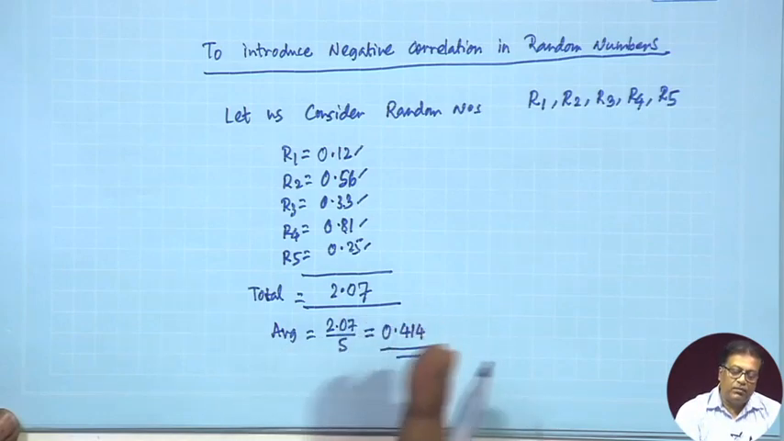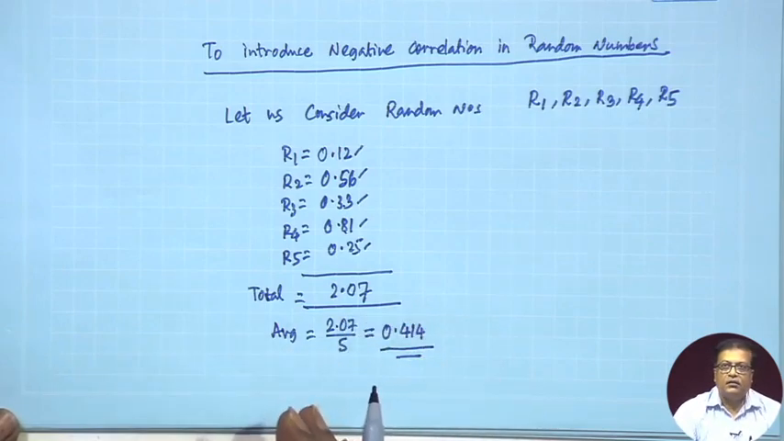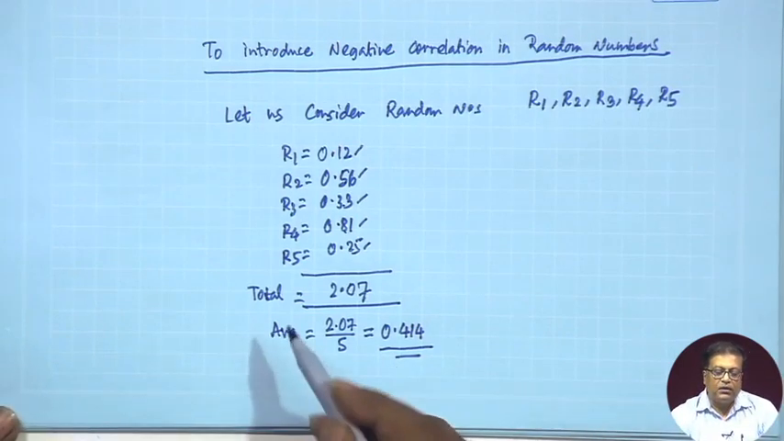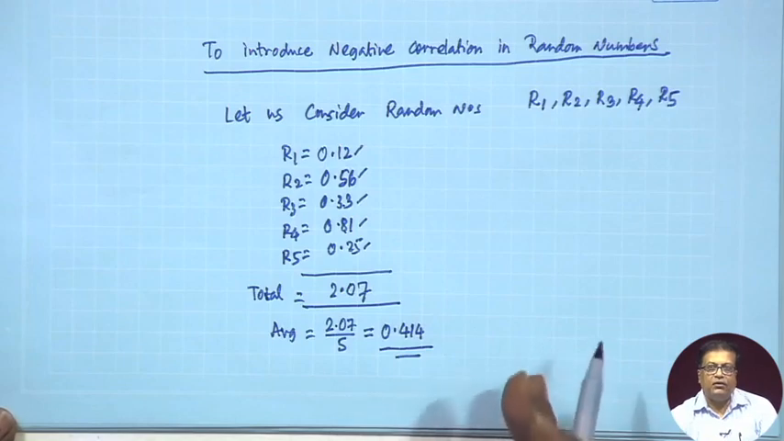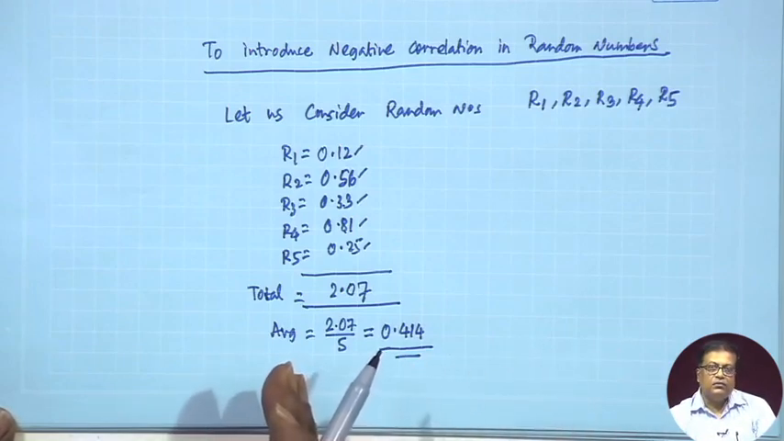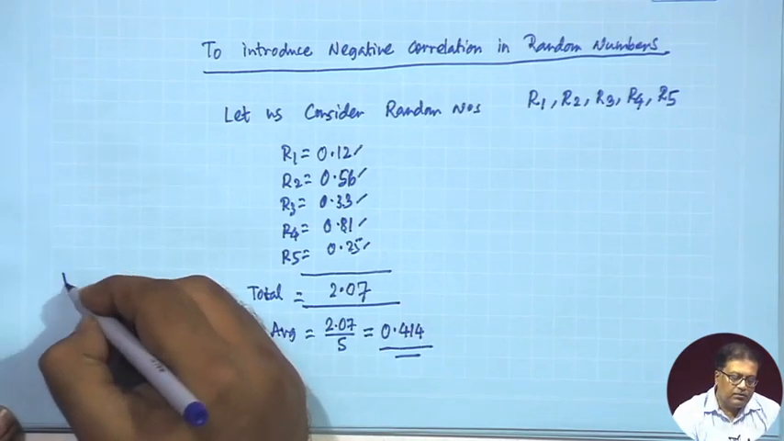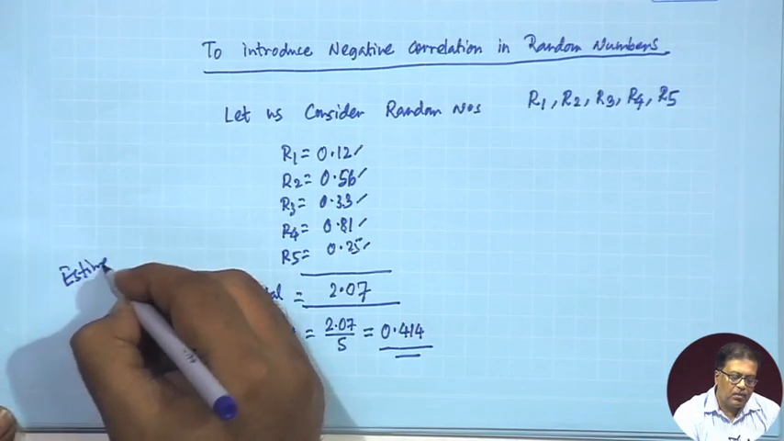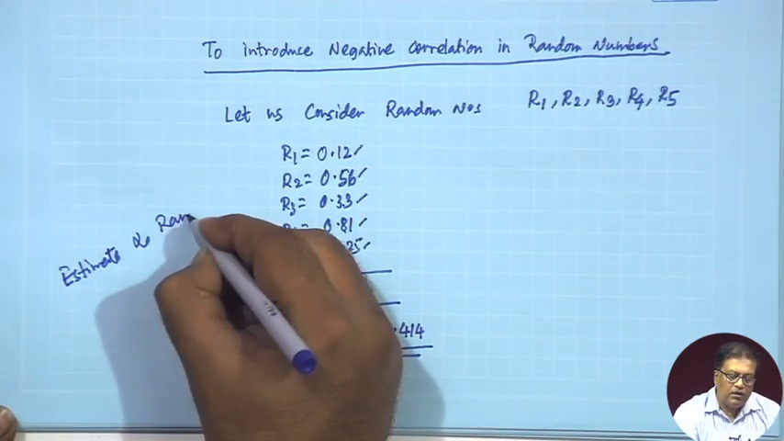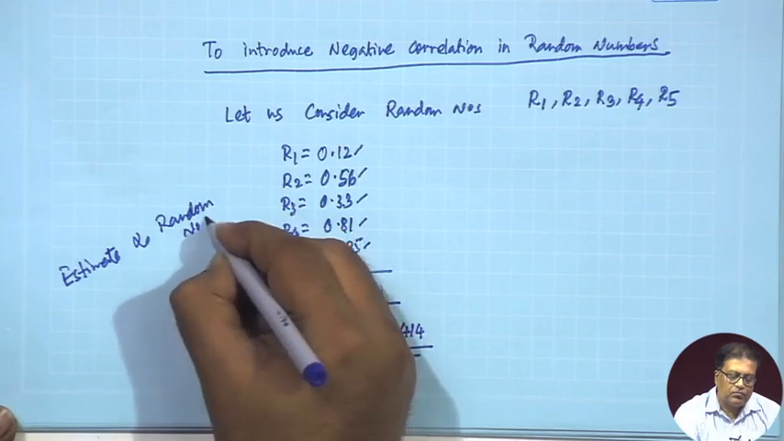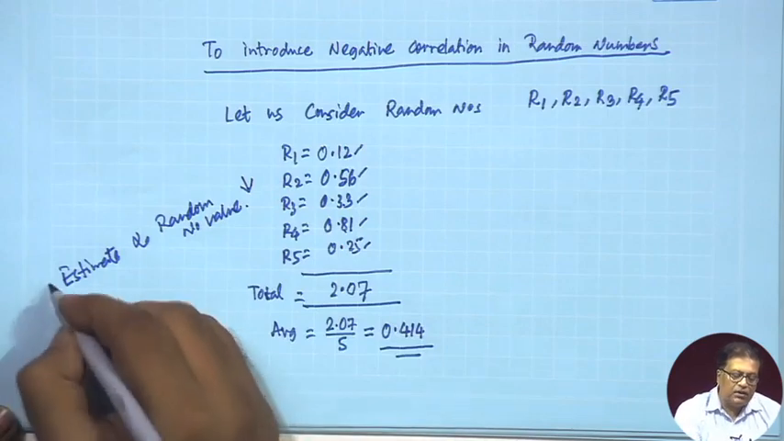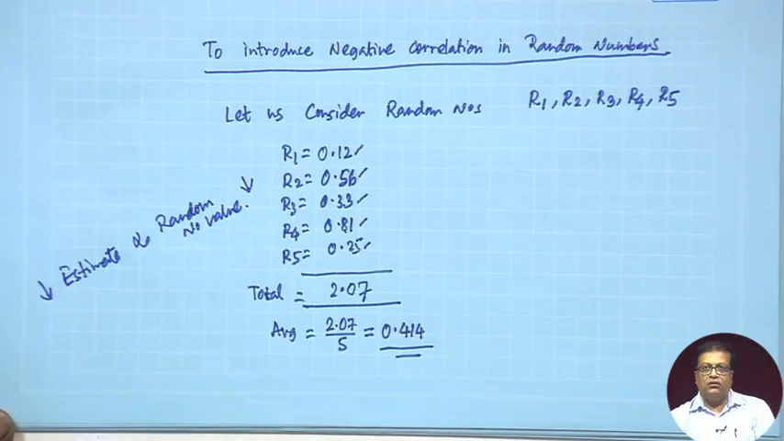So, these random numbers are on the slightly lower side, right. Suppose they are used for estimating something, and suppose the estimate is directly dependent on the random numbers, directly proportional to the random number value. Now, since the random number values are slightly on the lower side, the estimate will be slightly on the lower side.